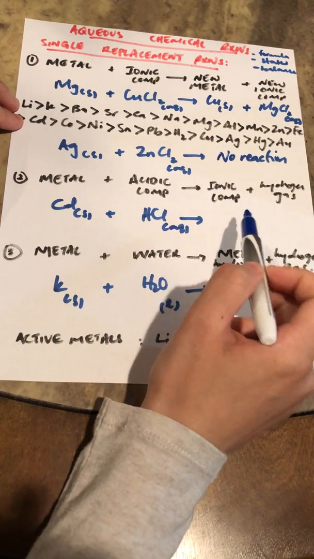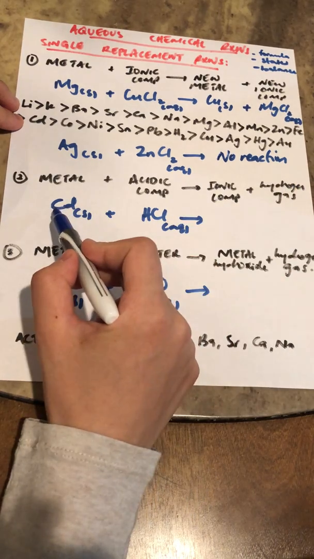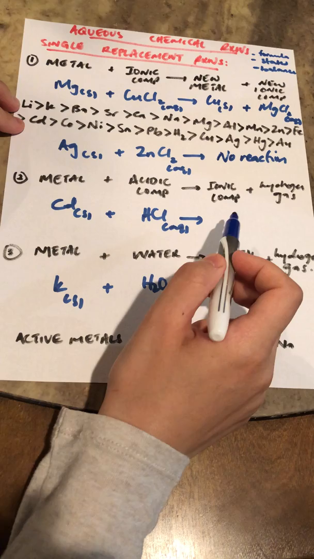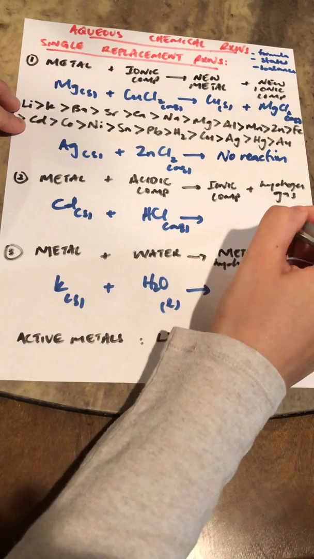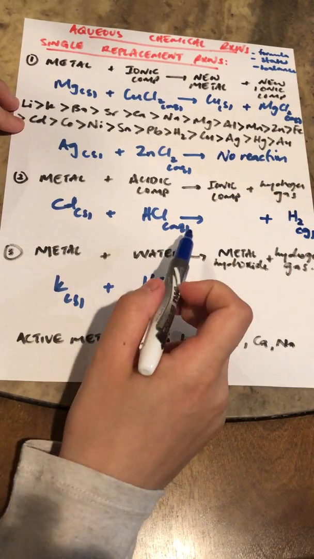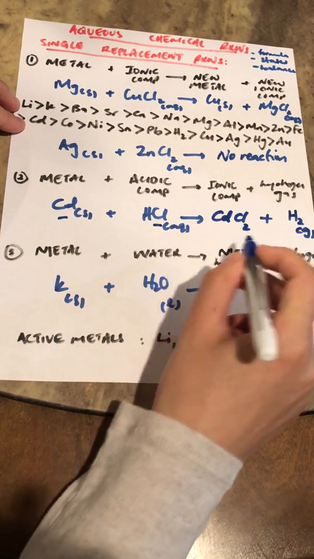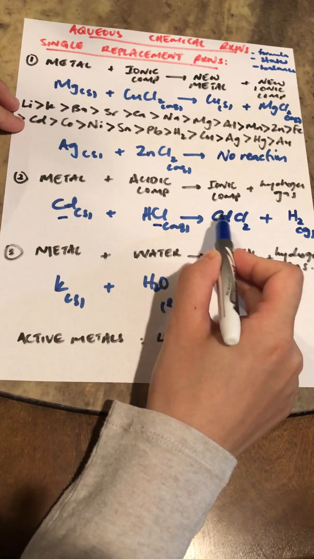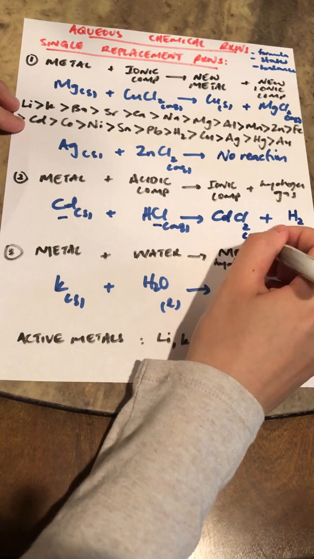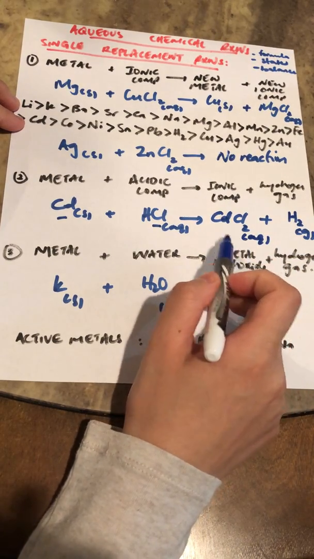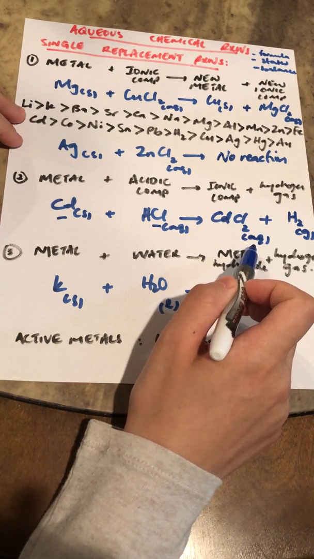So what we end up producing is an ionic compound plus hydrogen gas. So cadmium will displace hydrogen, it will kick hydrogen out of its spot, therefore producing hydrogen gas as a product. And then the ionic compound that gets produced is cadmium chloride. Cadmium chloride. Now the reason why I'm putting a subscript of 2 is because cadmium has a charge of +2 and chlorine has a charge of -1. And if you refer to your solubility rules, which again I'm going to go over in a little bit, you're going to see that cadmium chloride is actually in aqueous phase.